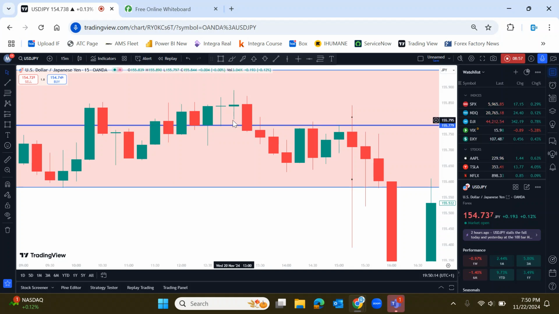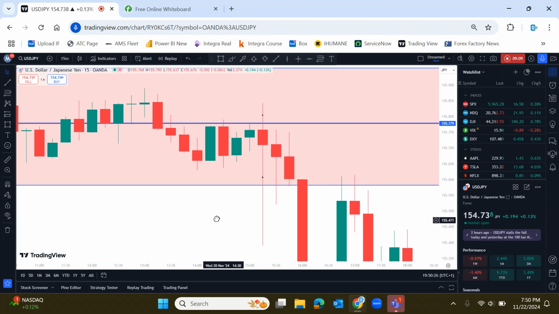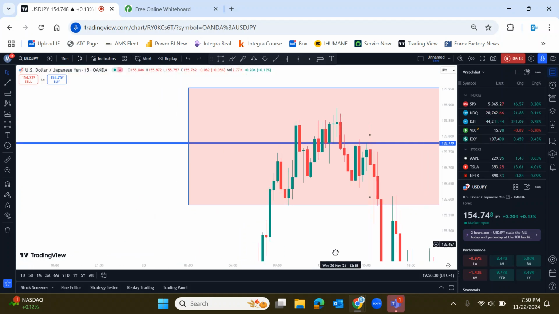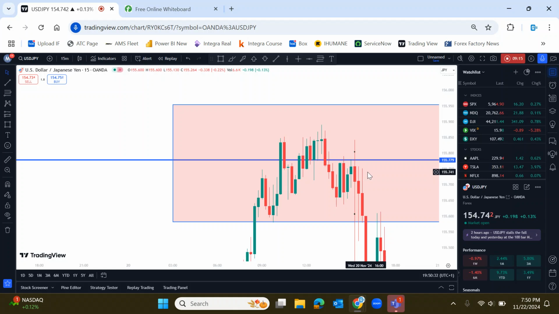There's actually no fair value gap, because the lowest point of this candle and the highest point of this candle are overlapping. What about this point? What about this downtrend? There's obviously no fair value gap. The next thing you should be doing is to look at the lower time frames and try to see if there is any fair value gap forming around that area.